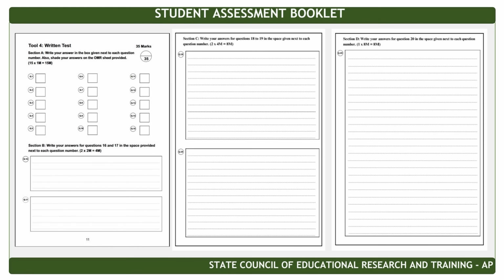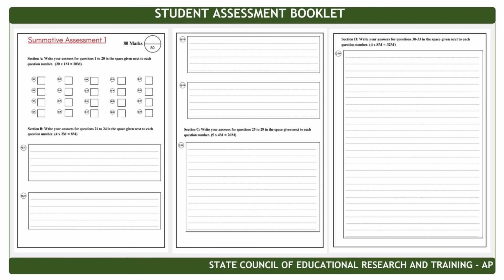The next page is for formative assessment, tool 4, which will be the written test. It is for 35 marks: 15 MCQs, 2 questions of 2 marks, 2 questions of 4 marks, and 1 question of 8 marks. So, altogether 35 marks. The response sheets were given here.